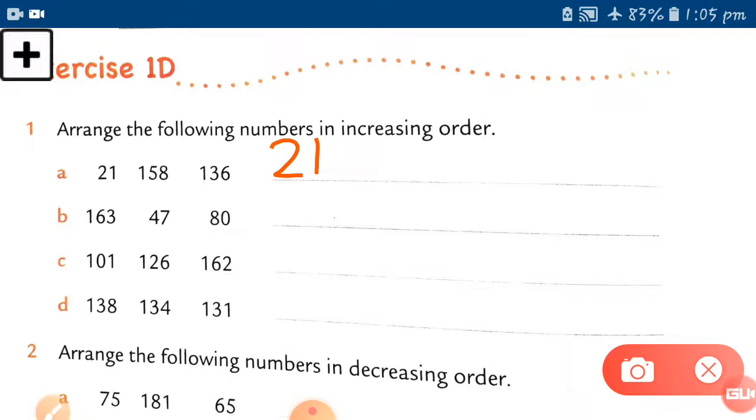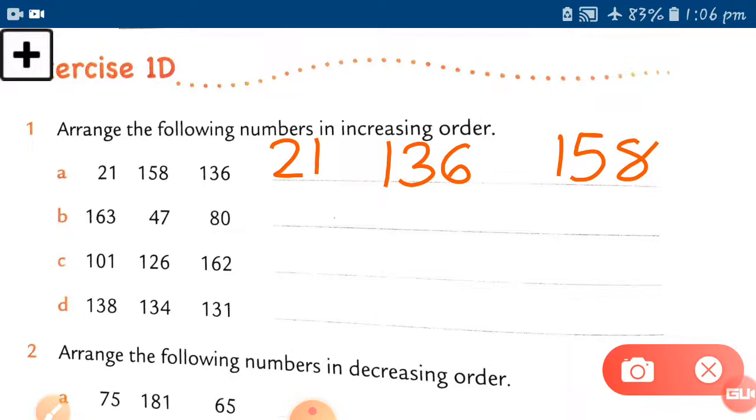Now 158 and 136. Okay, so here at the hundreds place, both the values are the same, 1 and 1. So check out the tens place, 5 and 3. So here 136 is the small one, and at the last 158. So this is the right order, increasing order. Okay, arrows go upside, numbers are increasing.